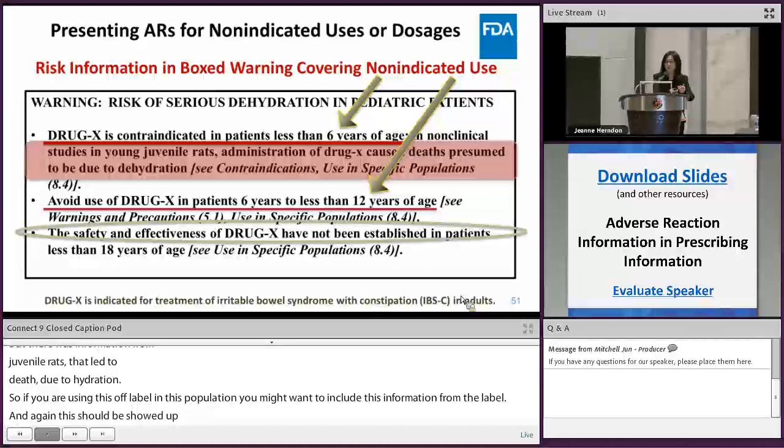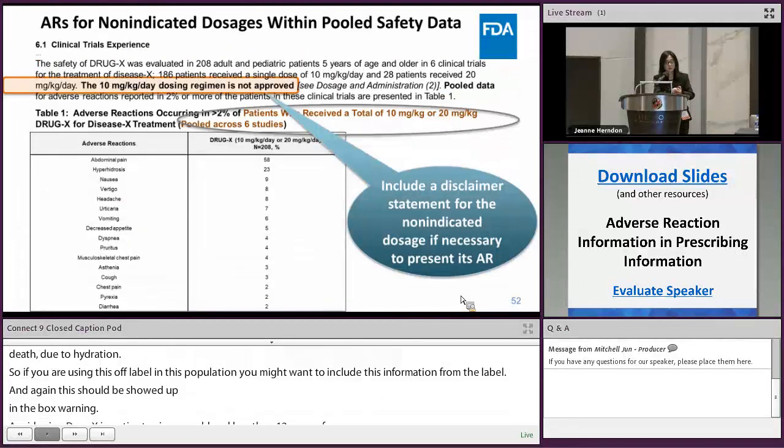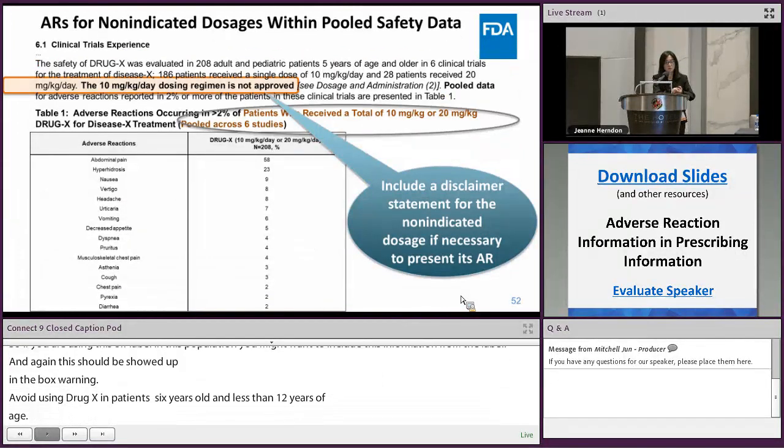So in other words, if you have to include information and you don't want people to mistake it as approved use, include a disclaimer, and that's a common way to address that potential risk of misunderstanding.